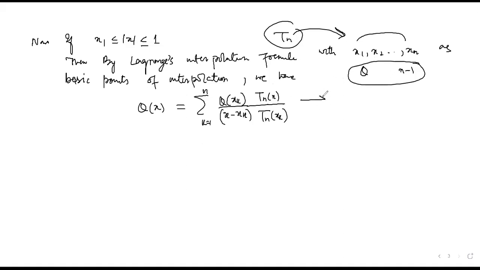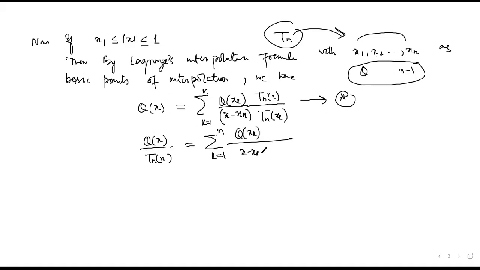So let's call this equation star. Now we know that tn of x, and I can just simplify it, I take it here because it has no connection with k, then I can write, the things that have connection with k stay there, x minus xk into tn dash, oh sorry, here dash, because this is zero, tn dash at x.